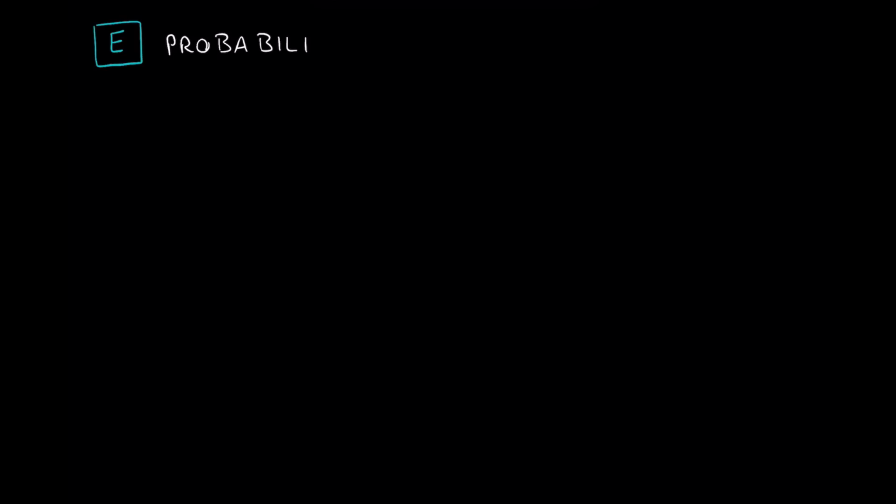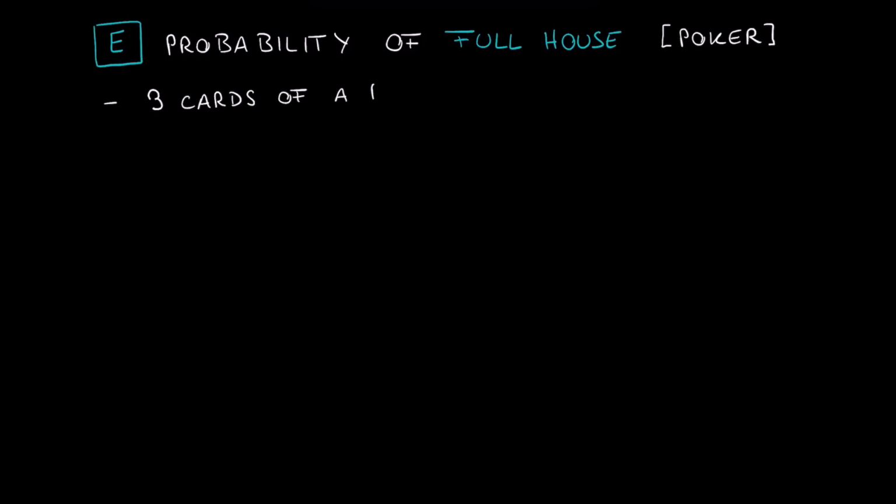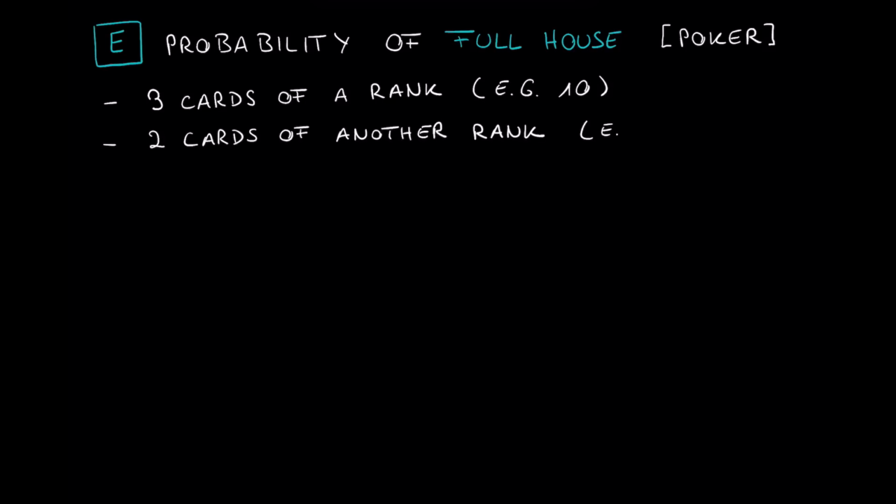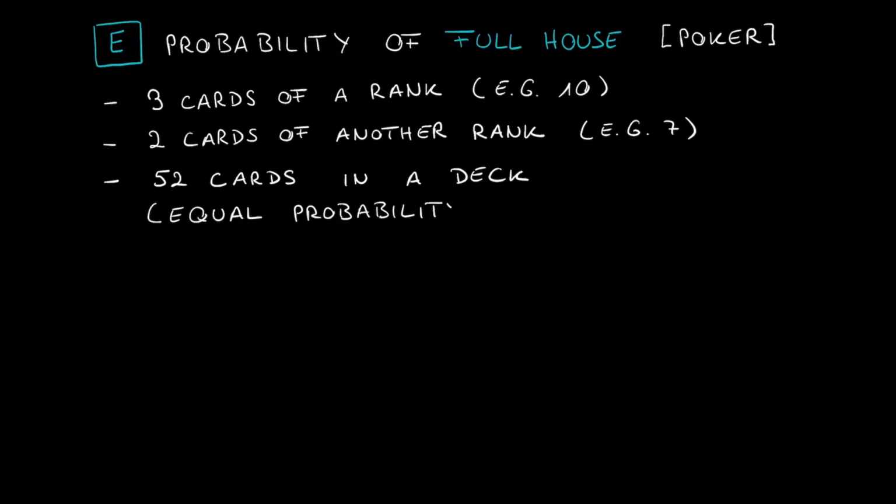In the second example, we will compute the probability of a full house hand in poker. A full house satisfies the following conditions. You need 3 cards of one rank, which are for example 3 cards with the number of 10 on them. Then, you also need 2 cards with another rank, so for example 2 sevens. Remember that there are 52 cards in a poker deck, and we consider a fair deck, so all of them have equal probability of being drawn.